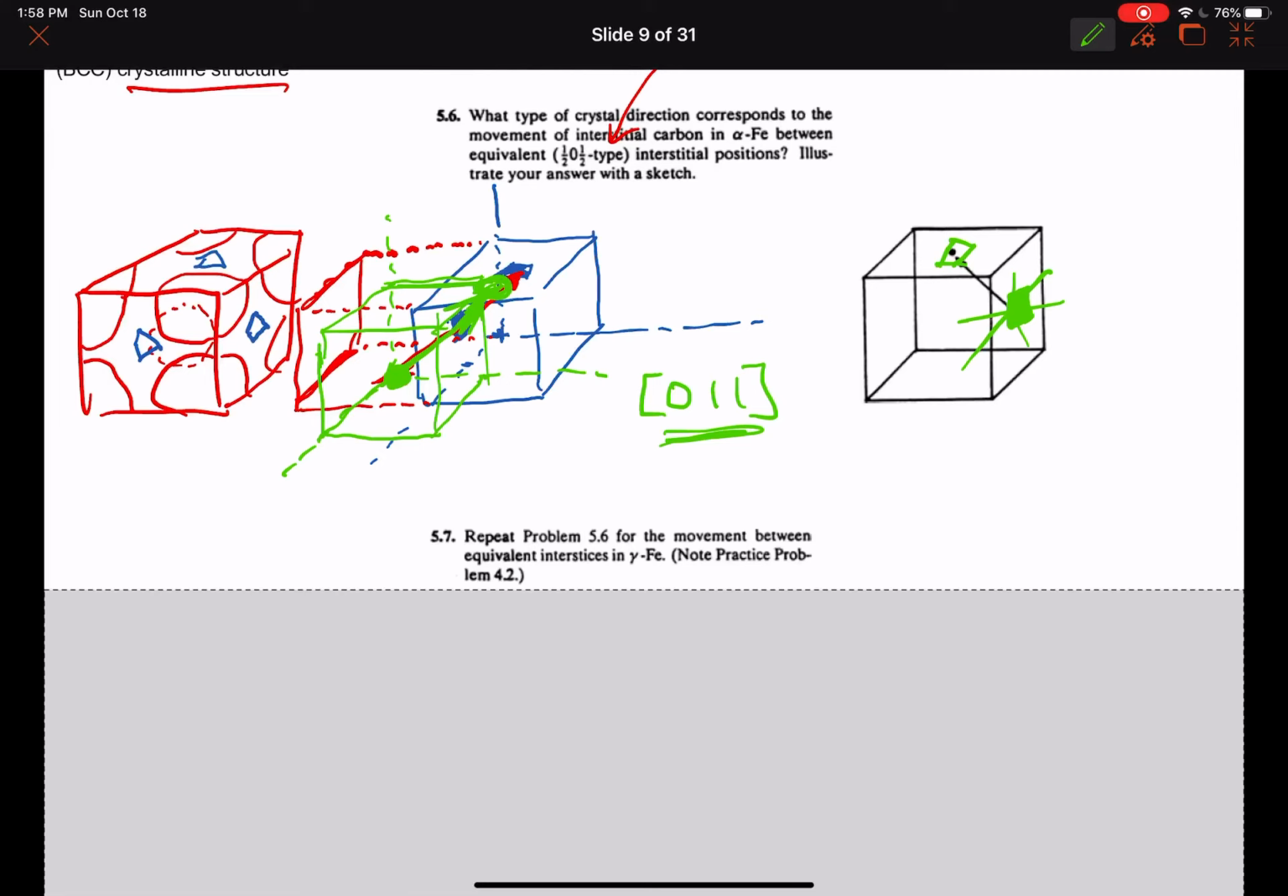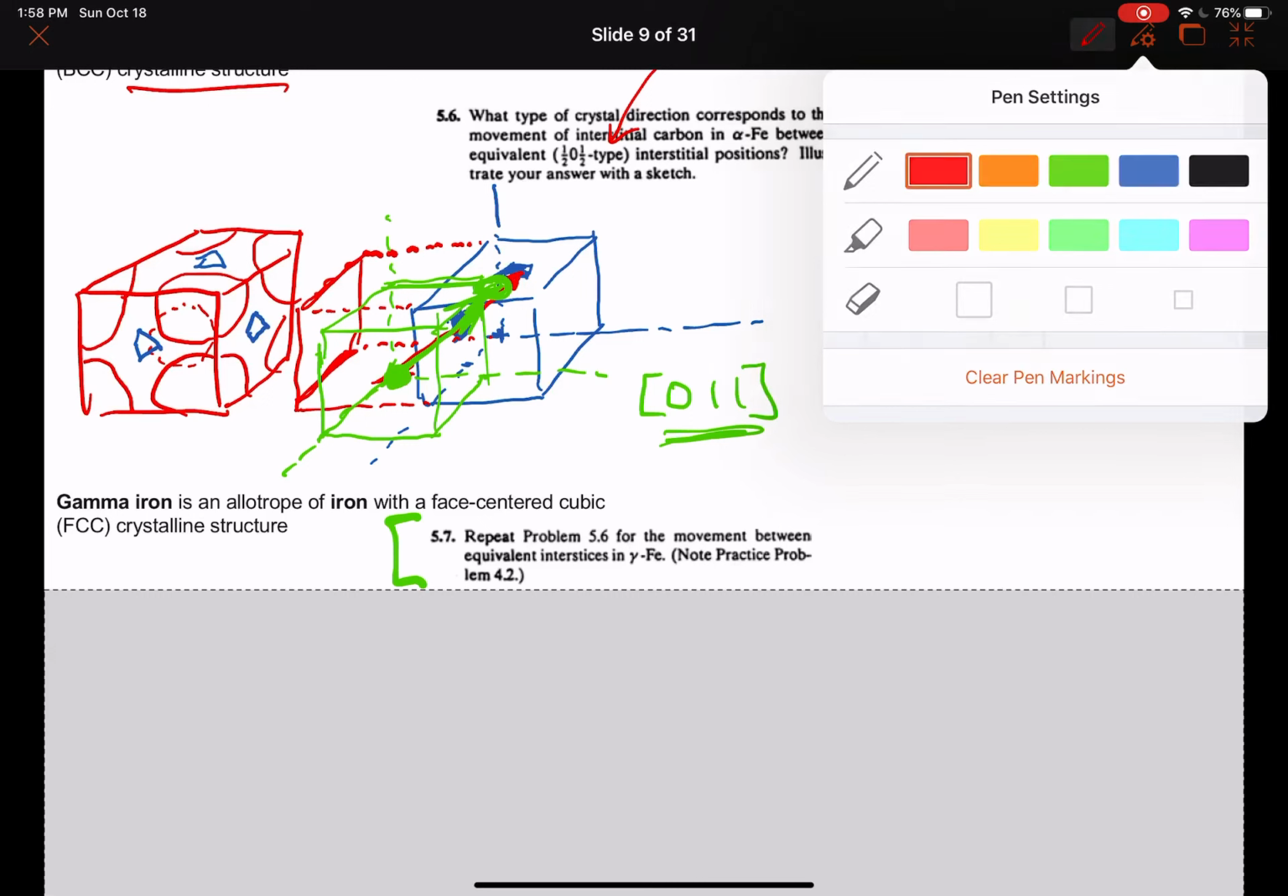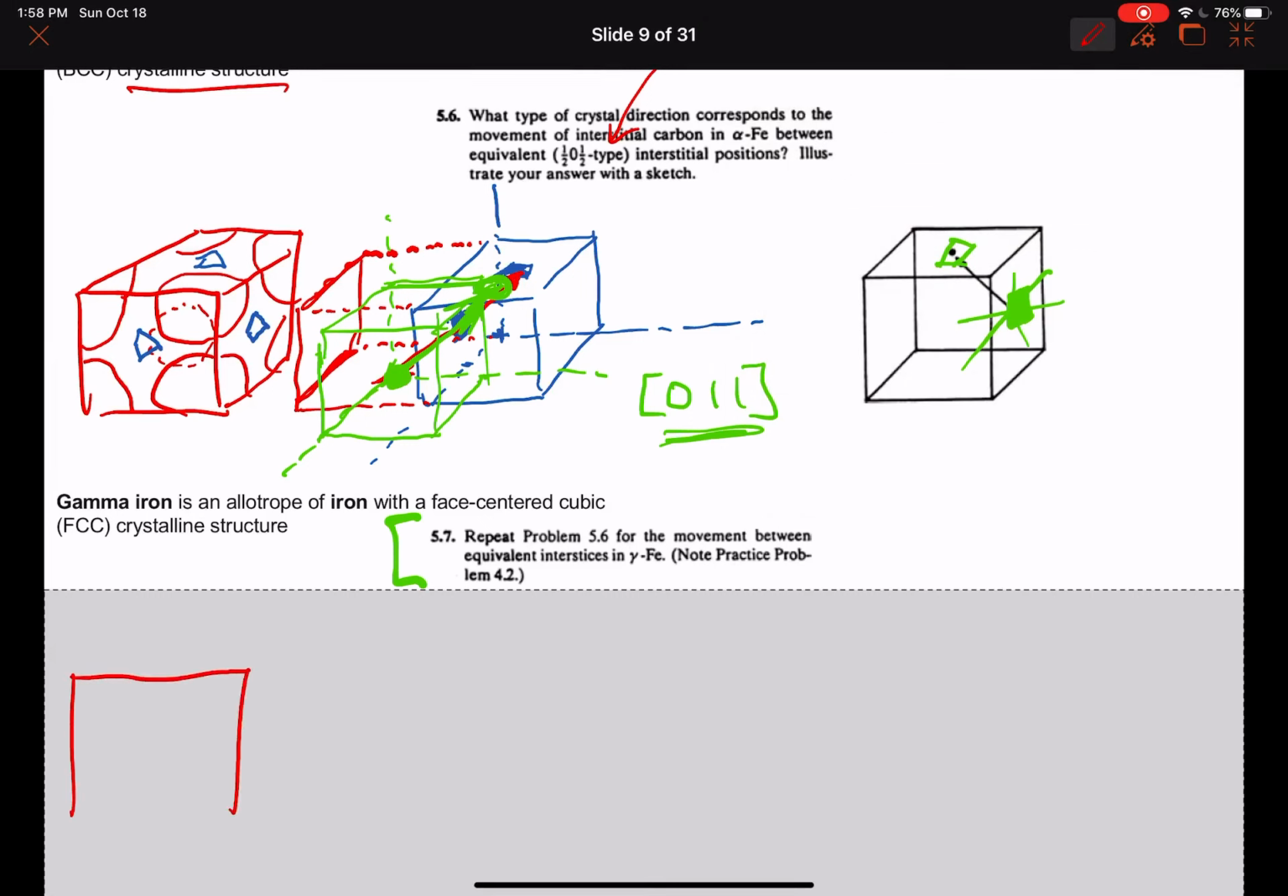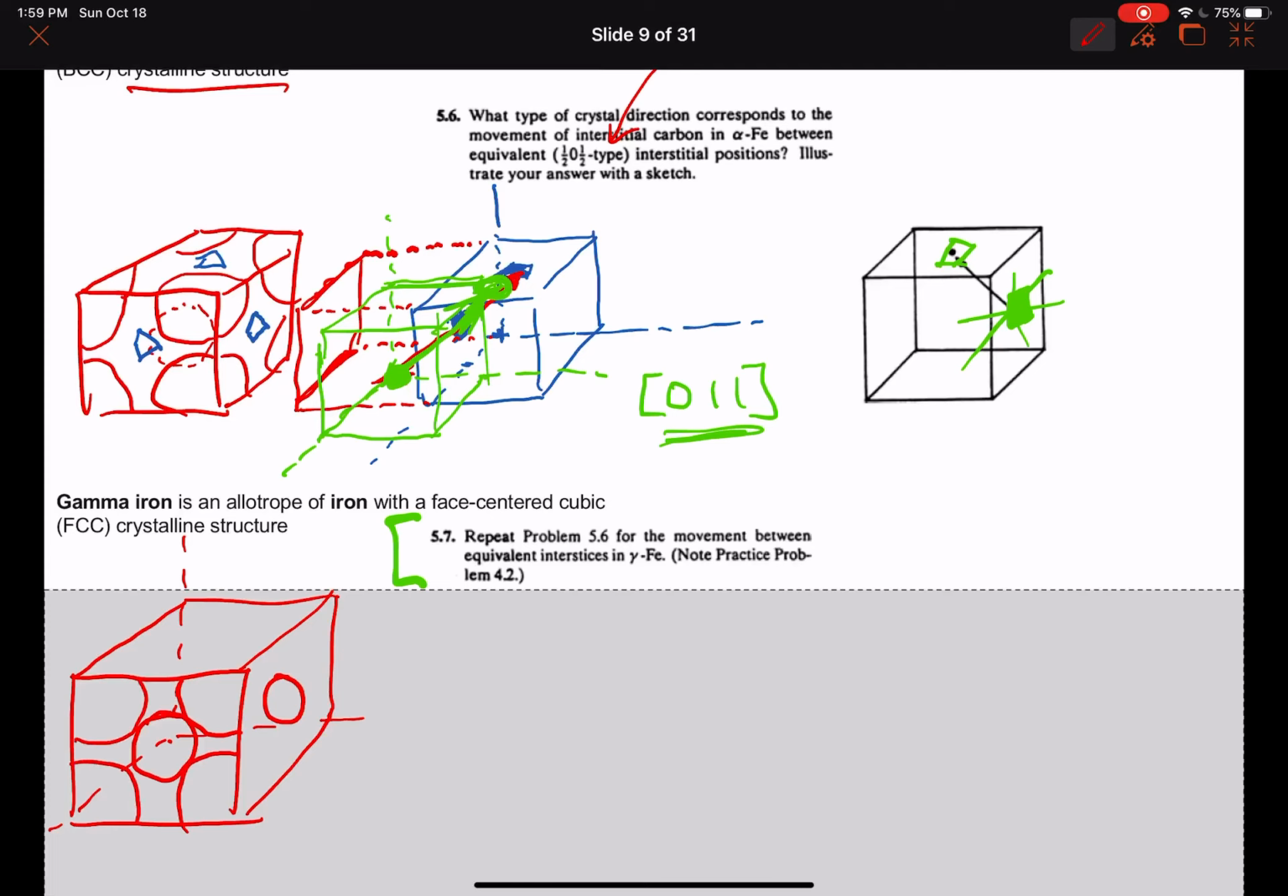So in the case of the next one, here it's asking us to think about gamma iron this time. So gamma iron, as we've seen before, is an FCC crystal structure. So a little bit different now, face-centered cubic. So we'll just remind ourselves what that is. So at the faces of each of these planes of the cube are atoms. They connect across the diagonal there.